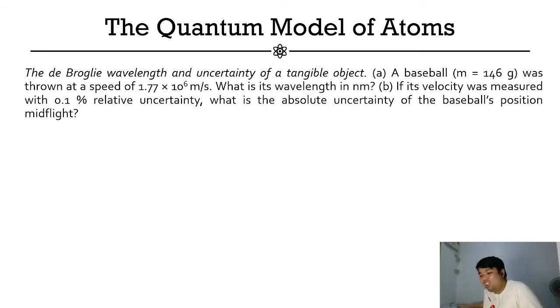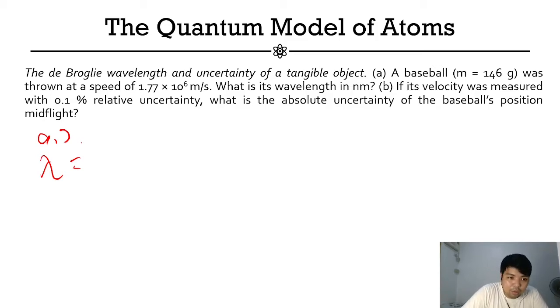Wait lang, may kodigo ako. To be fair, I already solved this beforehand, so don't judge me. Let's try solving first for letter A. For letter A, we just use the formula for getting the de Broglie wavelength. That means we treat the baseball as a de Broglie matter.